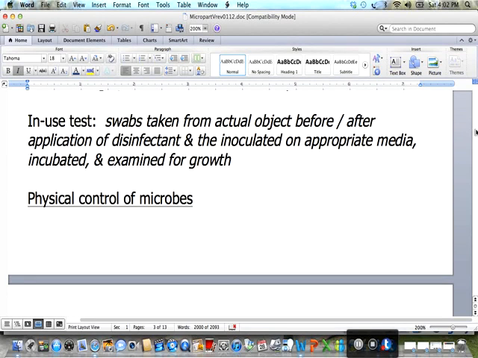The in-use test compares the swabs taken from an actual object before and after the application of disinfectant. First, a swab is taken from the dirty object and inoculated on appropriate media. The new swab is taken after the object had the disinfectant applied and inoculated on the appropriate media. Both are incubated and examined for growth.